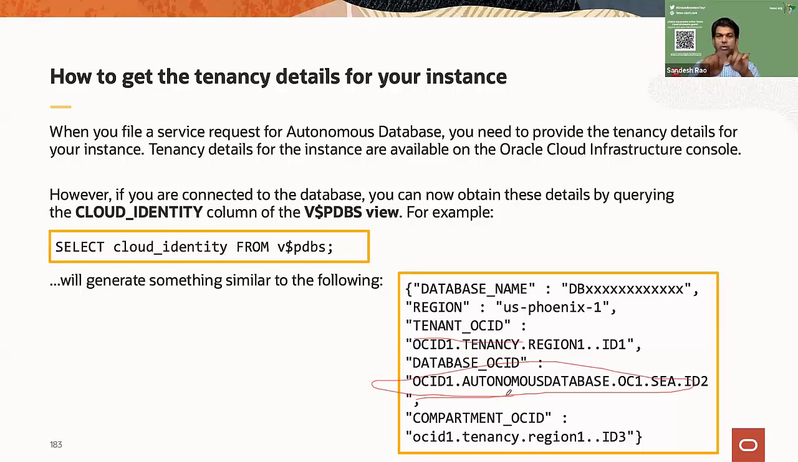Now people start looking through different user interface screens. Now all you have to do is select cloud identity from vdollar.pdbs, and all this information is displayed to you. So it's very easy to file a support request by just looking up this data.